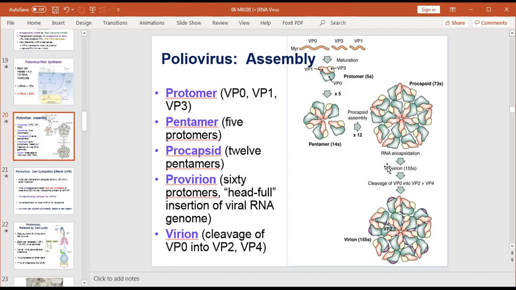Then we have 60 protomers, so-called, that look like a headful insertion of viral RNA genome during this stage. And after that, we have a virion where VP0 is cleaved to VP2 and VP4. So a complete virion has VP2, VP4, VP1, and VP3 as its capsid proteins and positive sense RNA encapsulated in the center of this poliovirus.